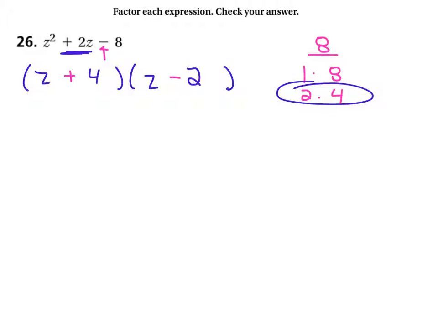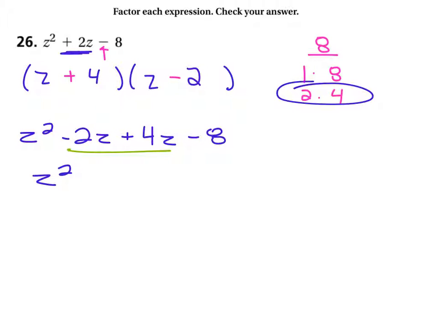Now we're going to multiply them back together to check it. Okay. Z times z, z squared. That's first. Outer, z times -2, -2z. Inner, 4 times z, 4z. And last, 4 times -2, -8. These two terms can combine, and we get z squared plus 2z minus 8. And that is what we started with. So check, we did it right. One more to go.